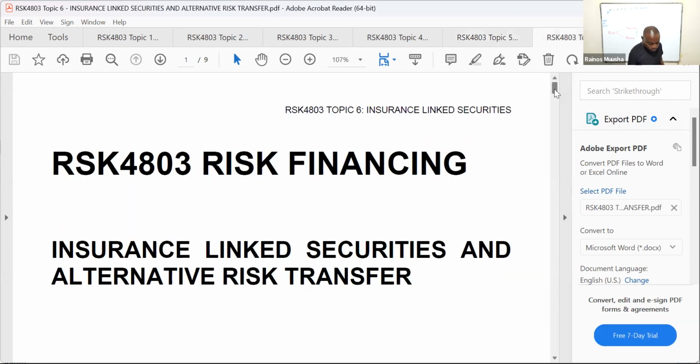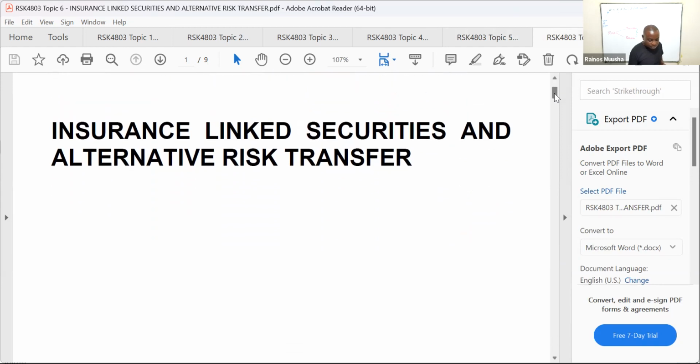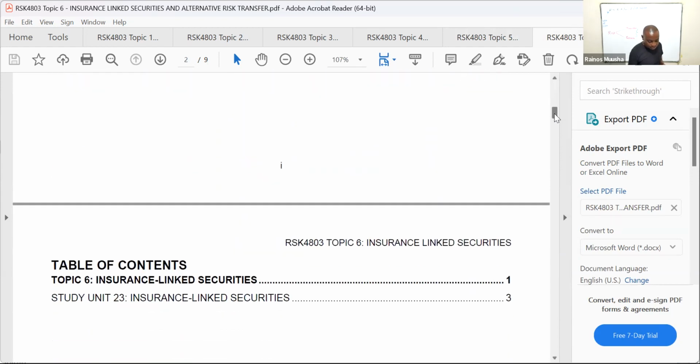Topic 6 looks at insurance-linked securities and alternative risk transfer. And topic 6 is a very, very important topic because it also has components, which are concepts which are highly examinable as well. So there are certain components which are highly examinable. Now, topic 6 basically tries to show you the transition of insurance over time, or the evolution of insurance over time.